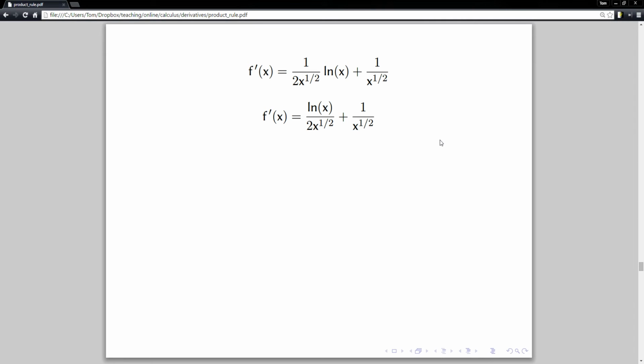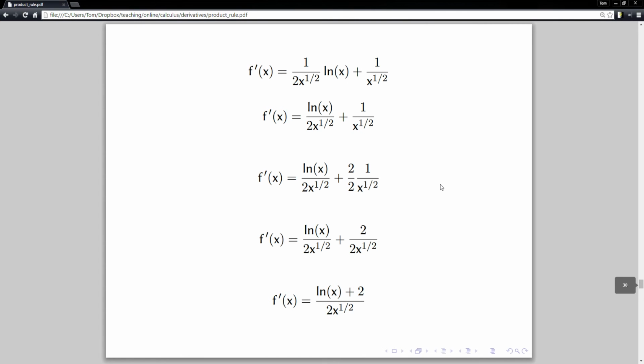And then what I'm going to do is combine these two fractions here. You can see that x to the 1/2 times 2 over here, that's pretty close to x to the 1/2. So it wouldn't really be that difficult to get a common denominator. To get a common denominator, what I would do is multiply top and bottom of this fraction to get 2x to the 1/2 on the bottom. So that would match this denominator exactly.